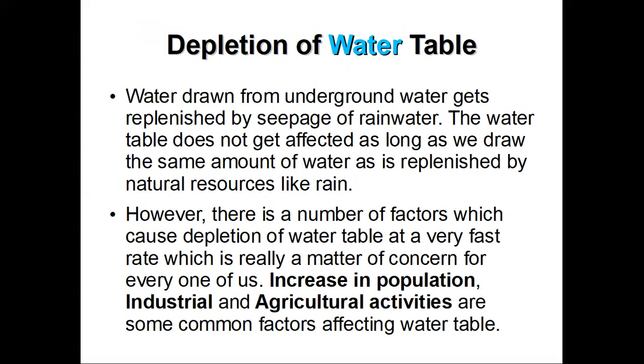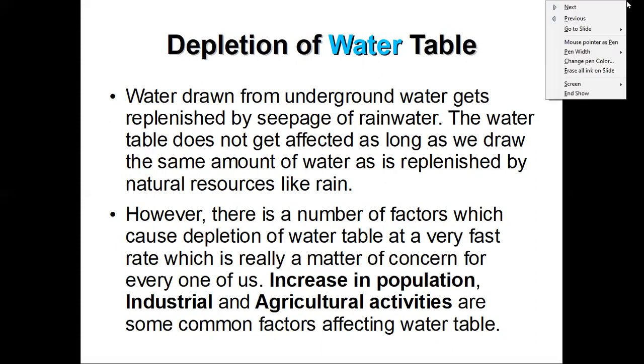Now, on the depletion of the water table: do you all know that there is even depletion of the water table? Water is drawn from underground. It gets replenished by seepage of rainwater, which is known as infiltration. The water table does not get affected as long as we draw the same amount of water as is replenished. It means that if we take an amount of water and that much water is not seeping into the ground, then it causes depletion of the water table.